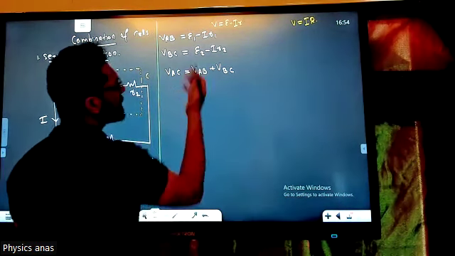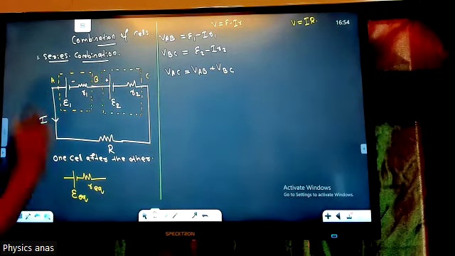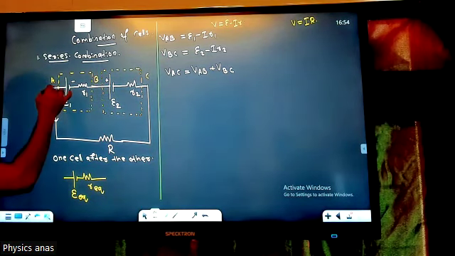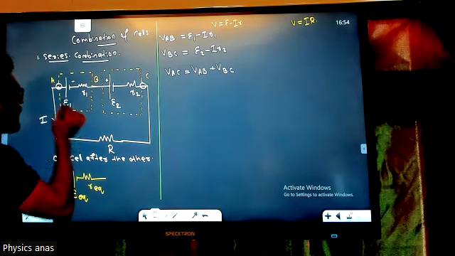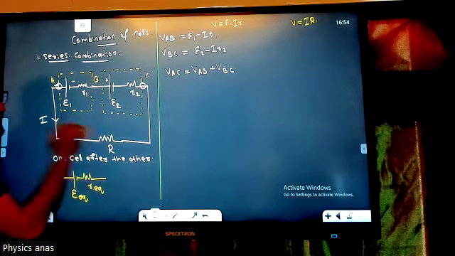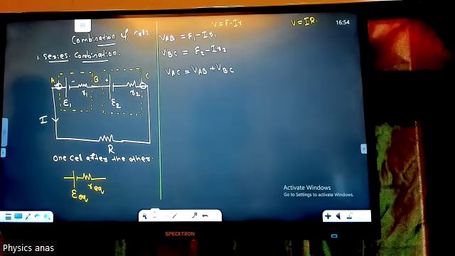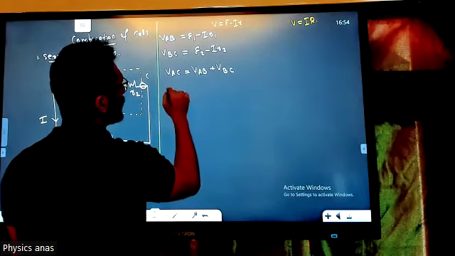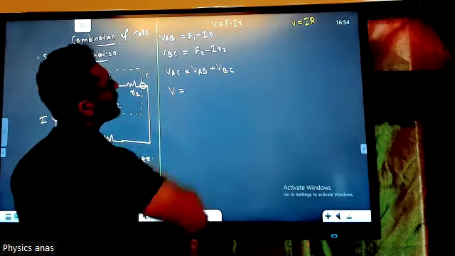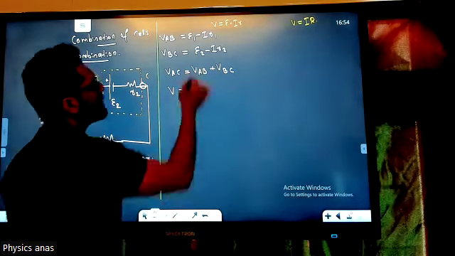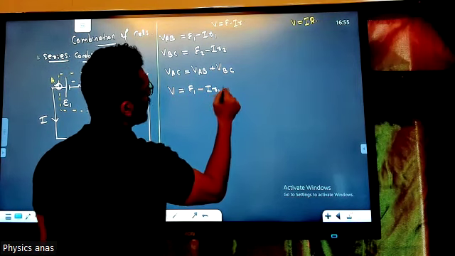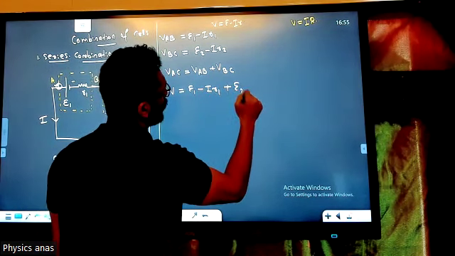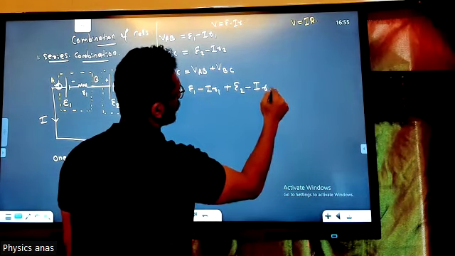What is VAC? VAC is the effective voltage here. A is this point and C is this point. That means that's the terminal voltage. So terminal voltage will be what? That's E1 minus IR1 plus E2 minus IR2.